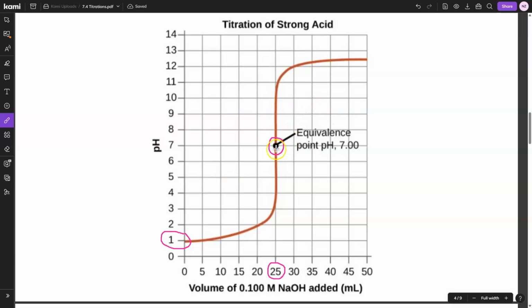is equal. As we continue to add base to our solution, to our unknown acid, there is now a greater concentration of hydroxide ions than hydrogen ions. So our pH continues to climb, and we end up capping out around 12.5 on the pH scale, which again would be a basic solution. So on our titration curve, you're looking for the point where your curve goes vertical and where you reach a pH of around 7. That's your equivalence point when we're titrating a strong acid with a strong base.